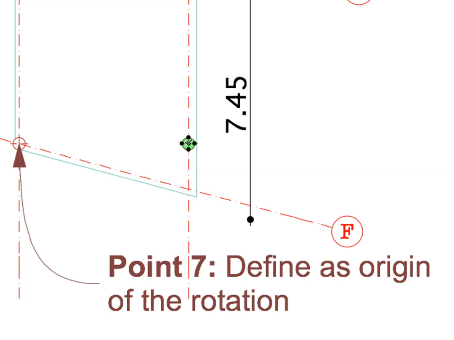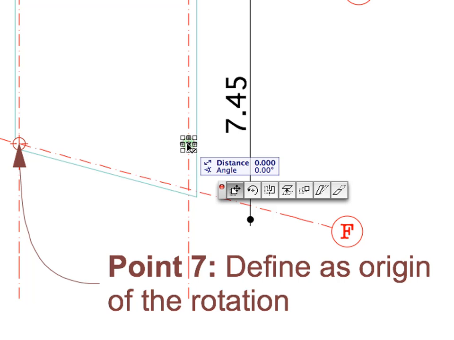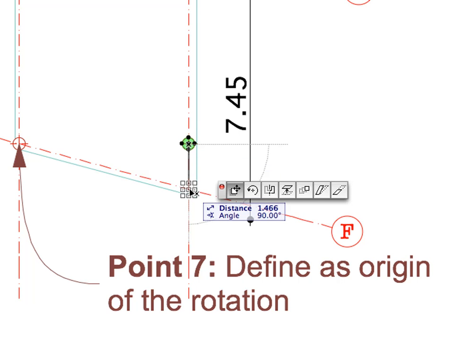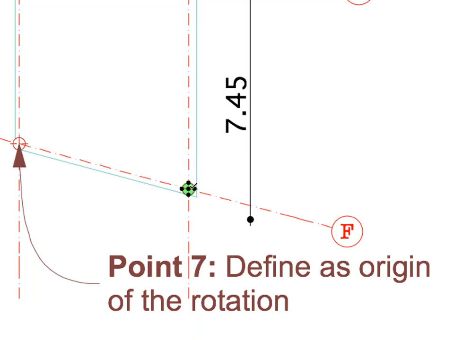Select the F1 column and move it to the new F1 intersection point. Now the structural grid system is ready. Its layer should be locked to make sure it remains unchanged throughout the development of the project.